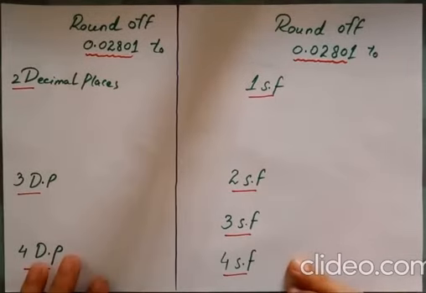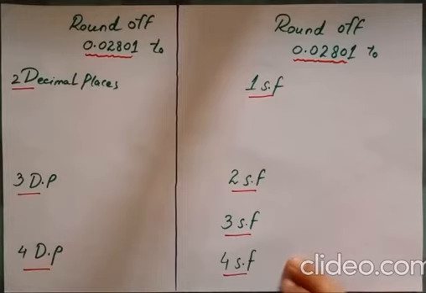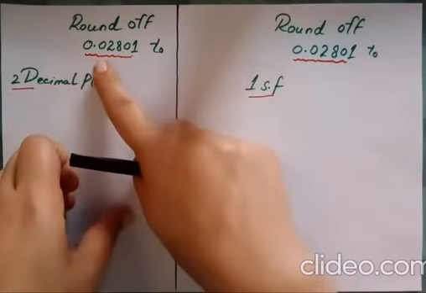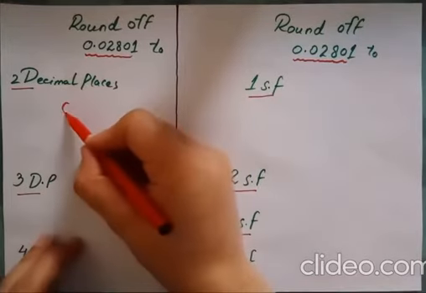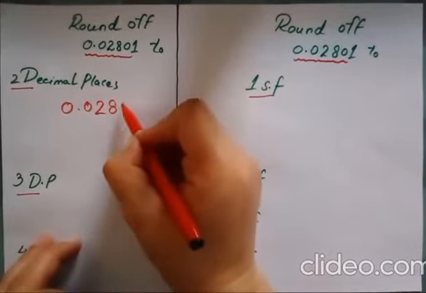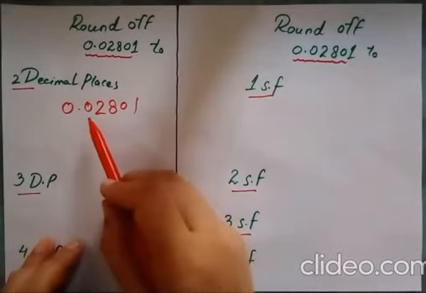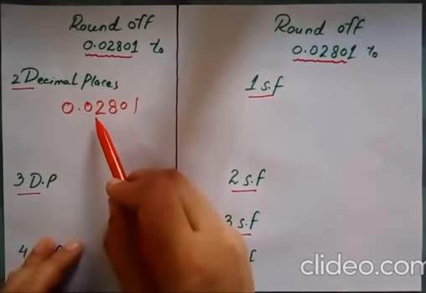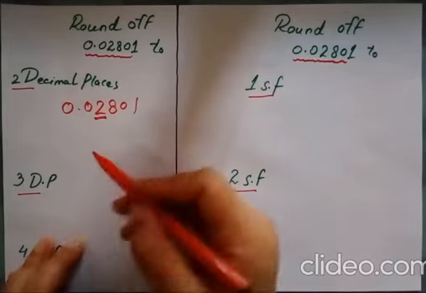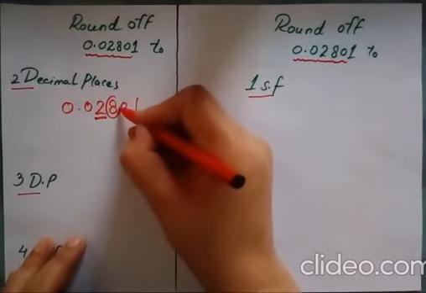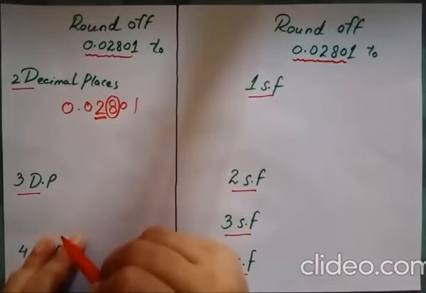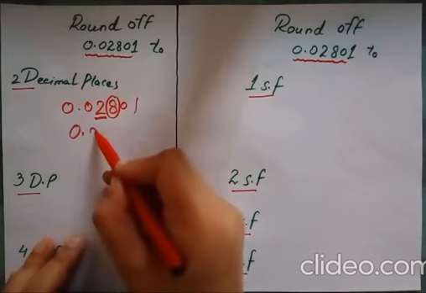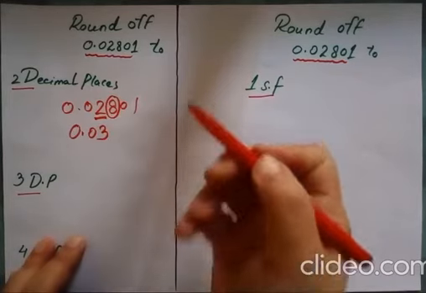Here is another example I have written for a decimal number, so you would have an idea of decimal numbers as well. Round off 0.028012 to two decimal places. For two decimal places, after the decimal there should be two digits, 1 2. So I will underline this digit and encircle the very next digit to it. As it is more than 5, I will add 1 over here, it will become 0.03. That's it. This is your answer.